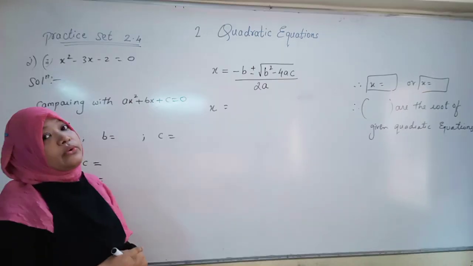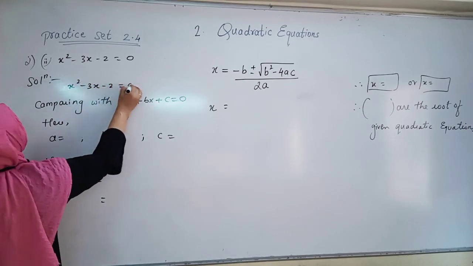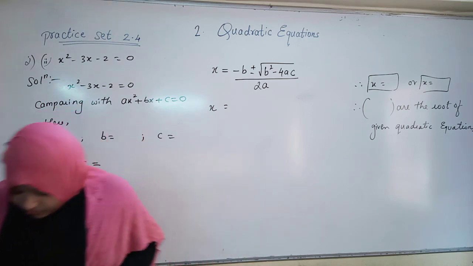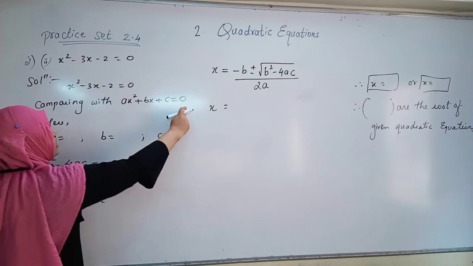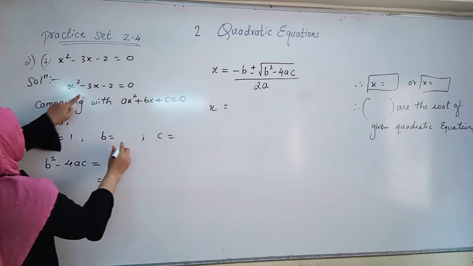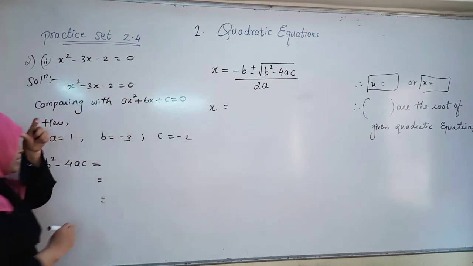Now what are we going to do? First of all, we check whether the question is in standard form or not. It is in standard form, right? Now comparing with ax square plus bx plus c equals to 0, the value of a will be 1, value of b will be minus 3, and value of c will be minus 2.